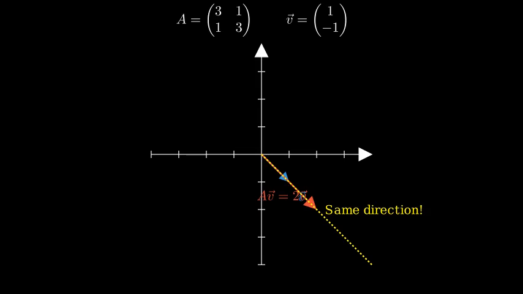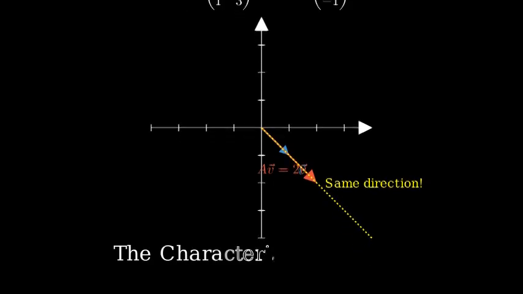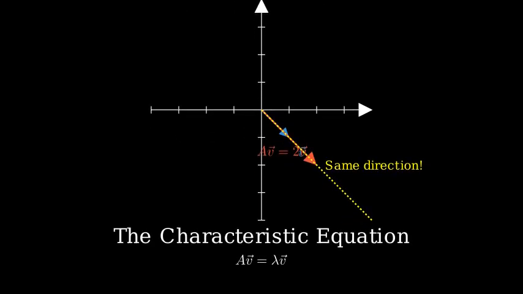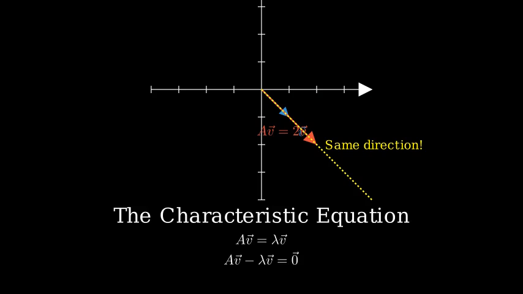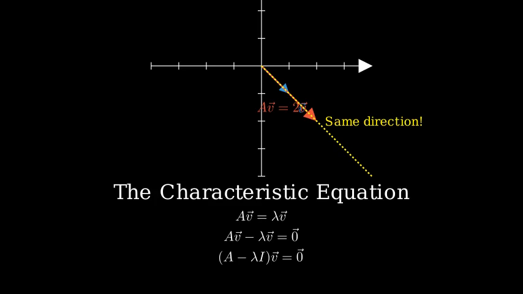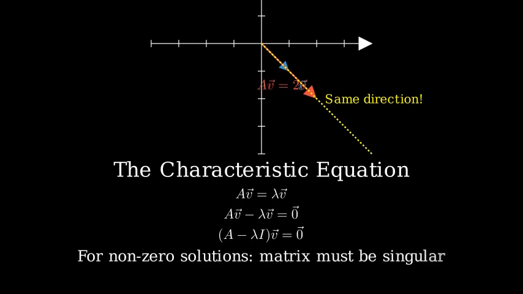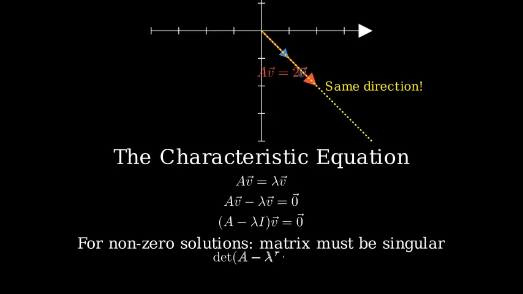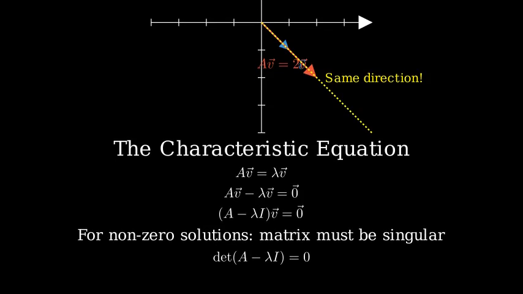Now that we understand what eigenvectors and eigenvalues are, let's learn how to find them. We start with the equation AV equals lambda V. We can rearrange this to get AV minus lambda V equals 0, which we can factor as (A minus lambda I) V equals 0, where I is the identity matrix. This is a homogeneous system of linear equations. For a non-zero solution V to exist, the matrix A minus lambda I must be singular, meaning its determinant must be 0. This gives us the characteristic equation: determinant of A minus lambda I equals 0.